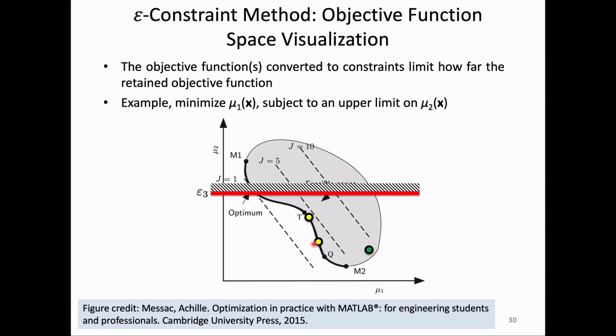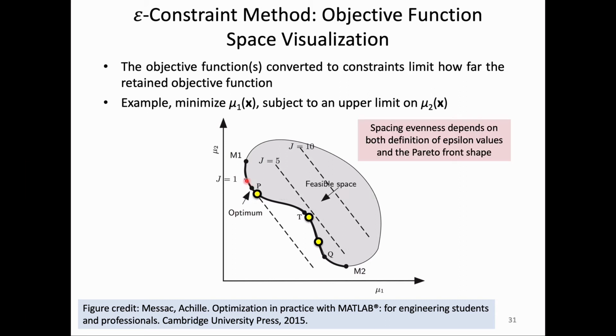Let's do it one more time. We have epsilon 3, and we solve the problem, and we get a new point in the objective function space. Notice that the spacing produced by the epsilon constraint method in the objective function space is not necessarily going to be uniform, even if the distribution of epsilon values is uniform. It depends on what coordinate we've converted to be the constraints that we are varying.